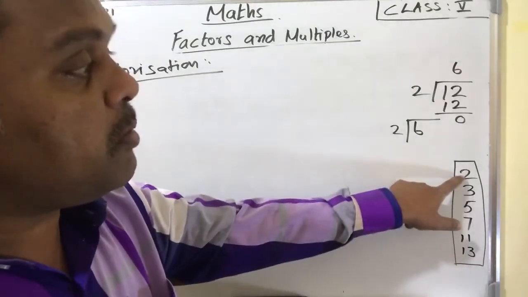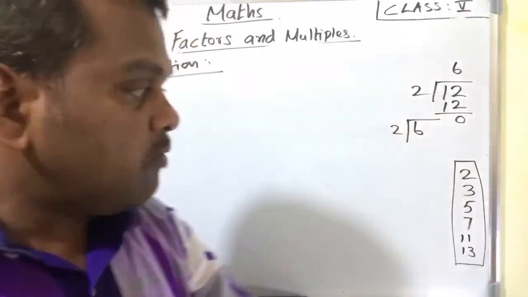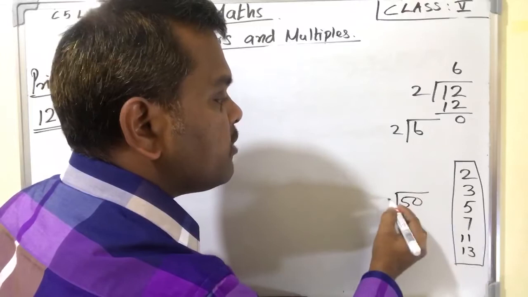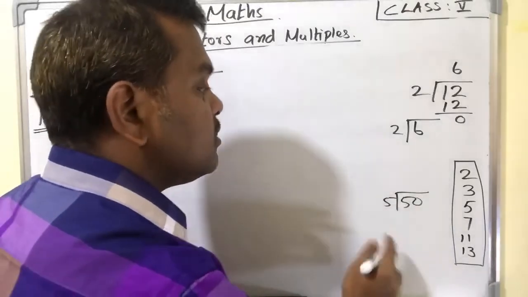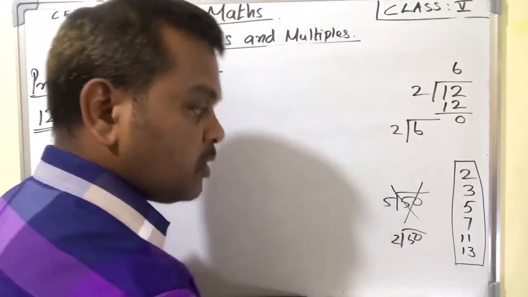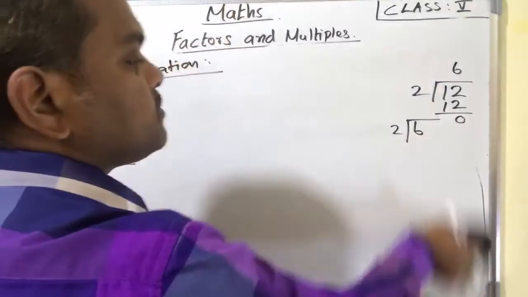Check if it is divisible by 2 or not. Understood? For example, 50. It will divide by 5 easily, but don't take 5. You have to take 2 first, the lowest prime number. I will explain that later.